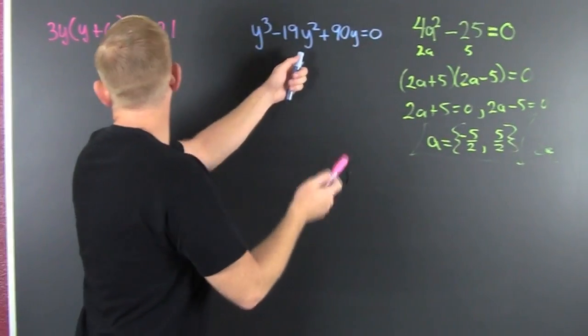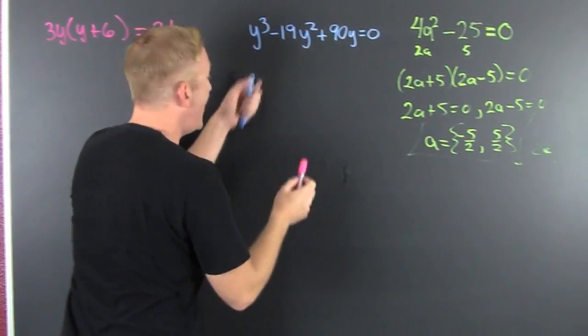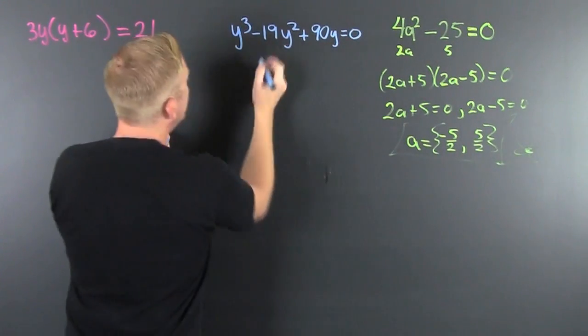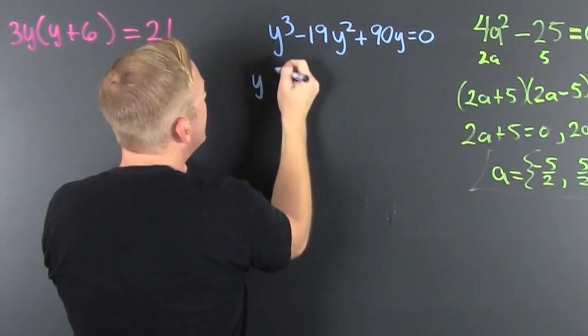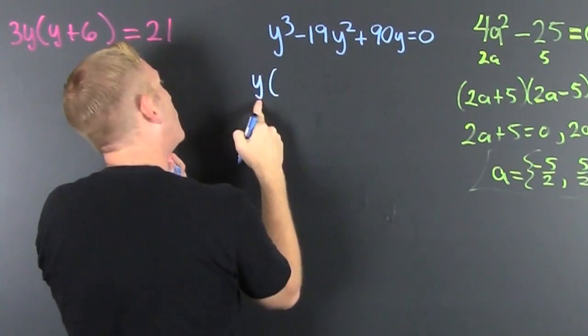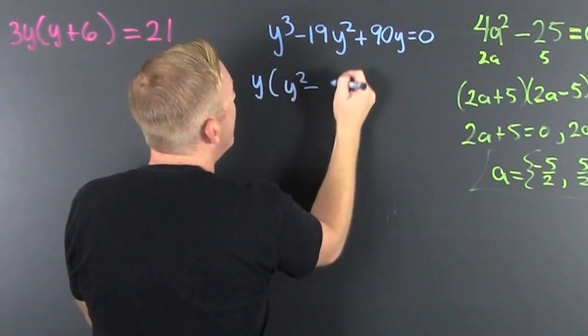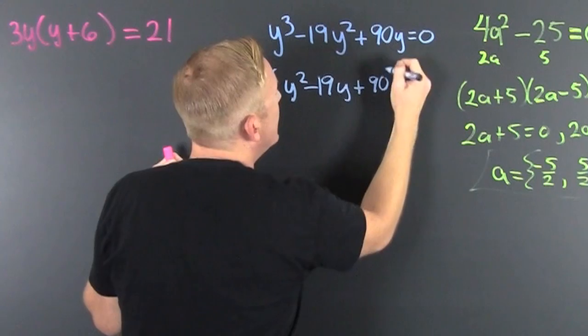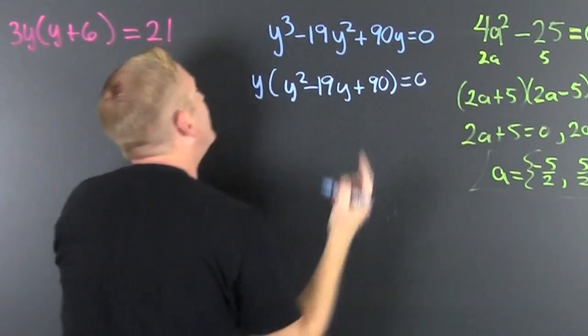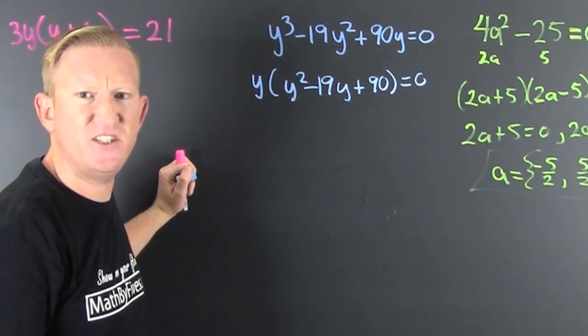This one? No. This one, yes! First rule of factoring, never talk about factoring. And then we're going to pull out the common factor. It looks to be y, and when I pull y out, I'm going to have y squared minus 19y plus 90. That's going to be equal to zero.